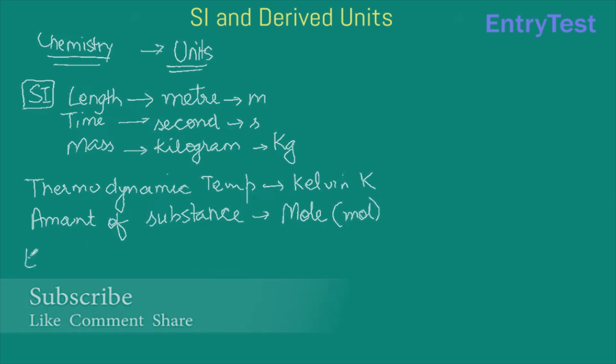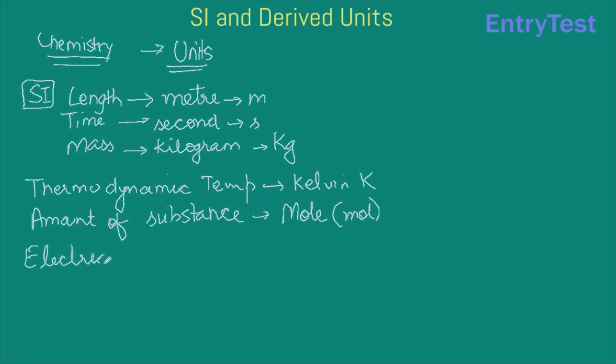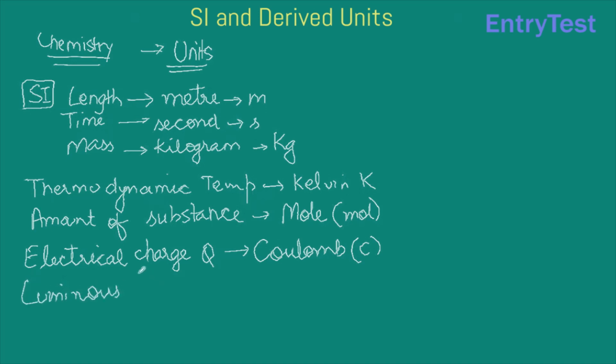The next quantity is that of electrical charge. An electrical charge itself is sometimes represented by the quantity Q, and the SI unit for that is a coulomb, represented by the letter C. And the last SI quantity, there are 7 of them, is luminous intensity. This one is not used in chemistry at this level. It might be used otherwise. It's just represented by the unit of candela, cd in short. So those are the SI units.